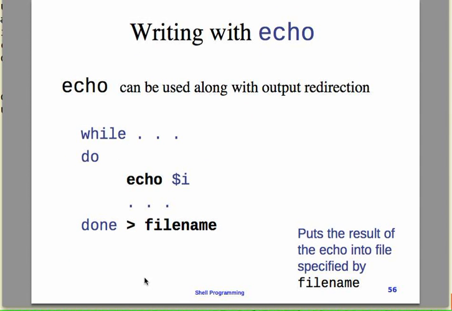Another thing that we can do in addition to redirecting input is to redirect output. We can use the echo statement to print something out, not just to the standard out or the screen, but also to a file name. Here's a simple example. What this will do is echo whatever the variable I has into a file specified by file name. Of course, if a file with this name already exists, you're going to clobber it when you redirect output.